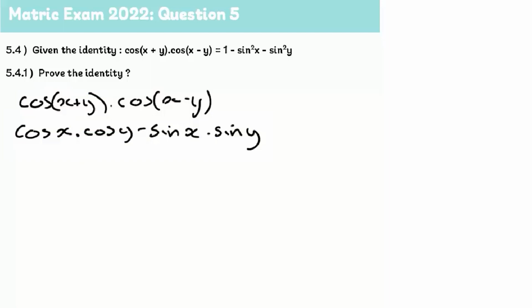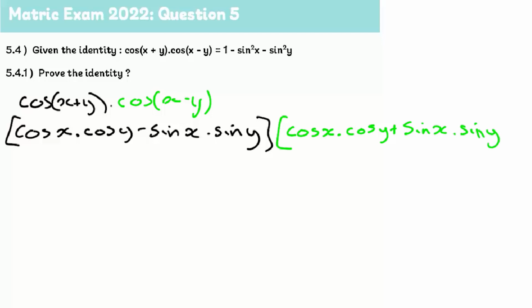The other thing I want to mention is the plus now becomes a minus, and we can group this into one, and then we have to multiply this by the same. We're going to apply the same identity here: cos x times cos y, and instead of minus, we change it to plus sin x times sin y. It's at this point where you can carry on simplifying.